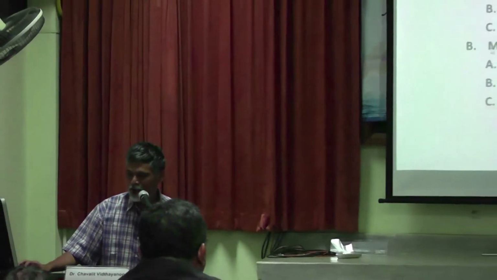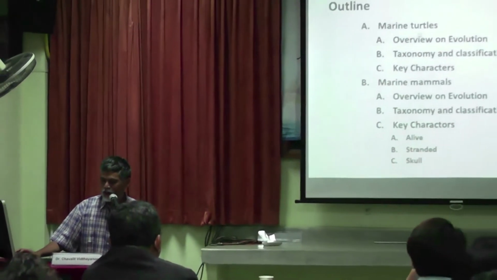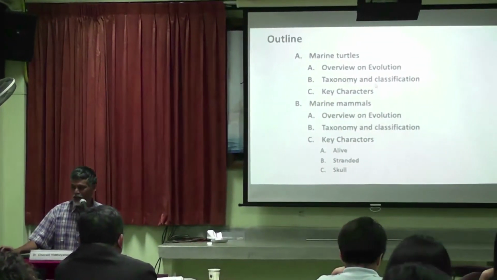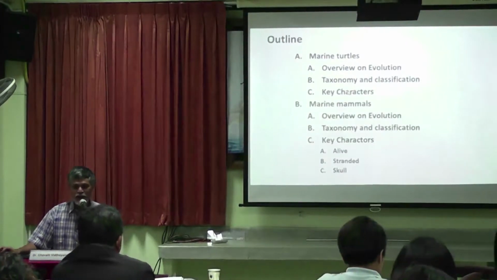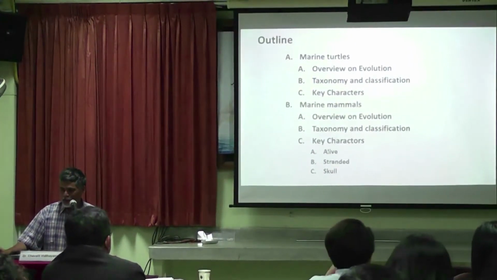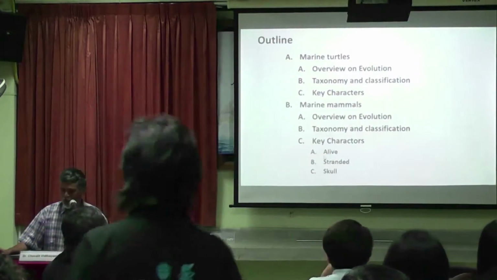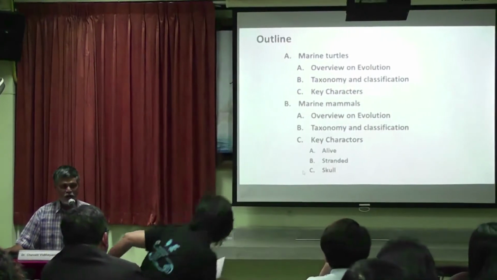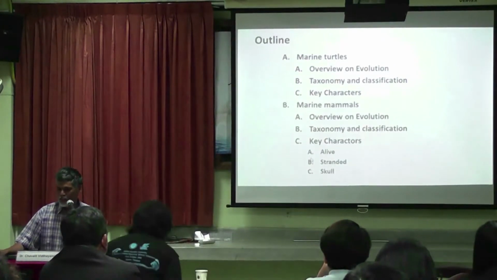So the outline will be divided into two main chapters: marine turtles, which are not so many, only 5 species, and marine mammals. The context of both outlines is almost the same: overview on the evolution, taxonomy and classification, and also key characters. But in the case of marine mammals, we may have a little bit more about their life history and also their skull or their skeleton.